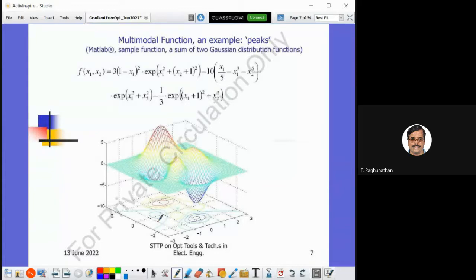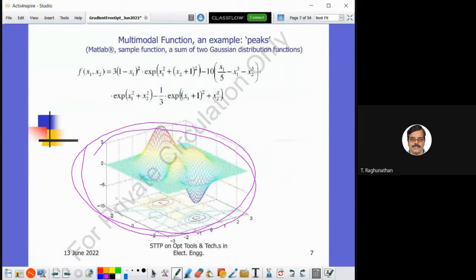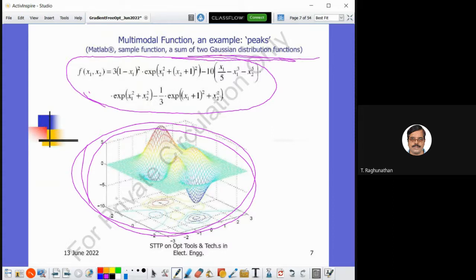Okay. So this is an example of another multimodal function. As you can see, this function is somewhat complicated. It is a sum of two Gaussian distribution functions. So that's why I don't give it in classroom examples, because finding the first derivative, second derivative, etc. is a bit difficult. But otherwise, it is a very colorful, nice looking, attractive function which can be used to show to beginners.